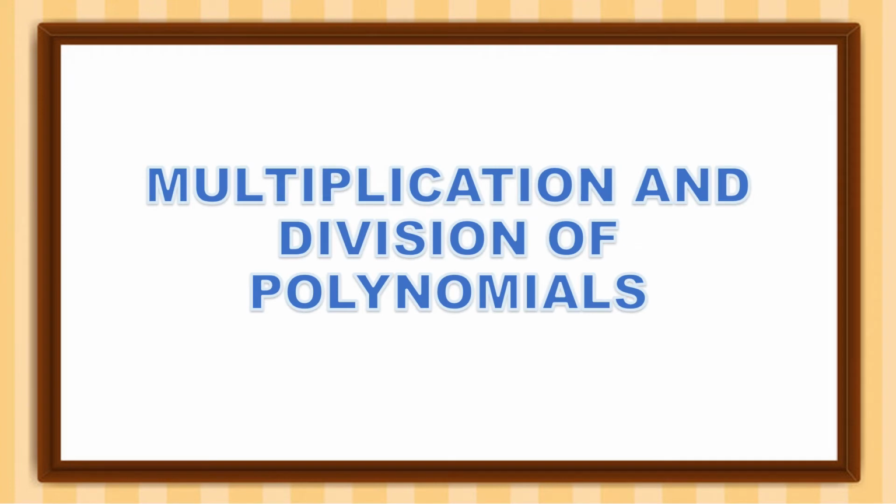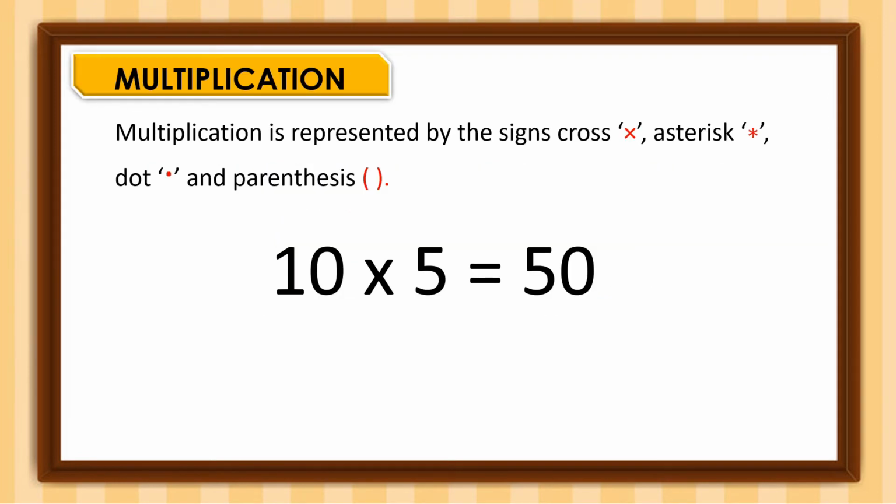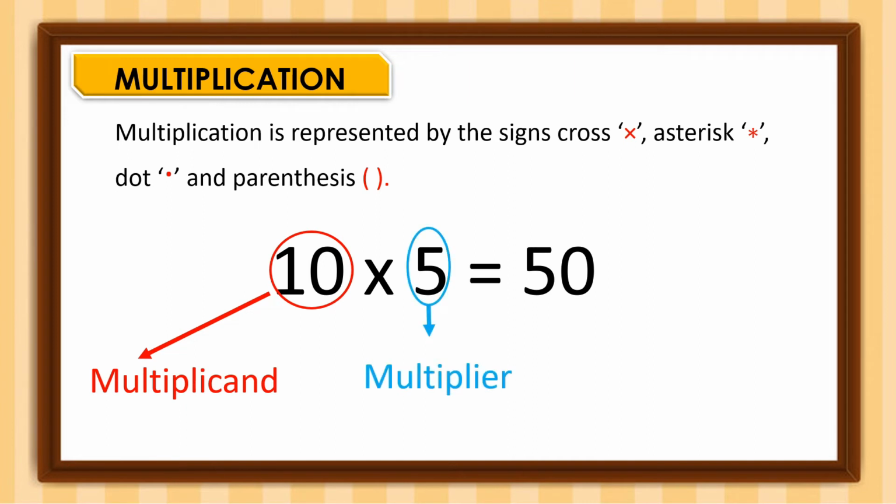Let us now proceed to multiplication and division of polynomials. Let us first talk about multiplication. Multiplication is represented by the sign of cross, it can be an asterisk, it can be a dot, and also it can be parentheses. So here we have 10 times 5 equals 50. What are the parts of multiplication? The first one is the multiplicand, then the multiplier, and the answer is the product.